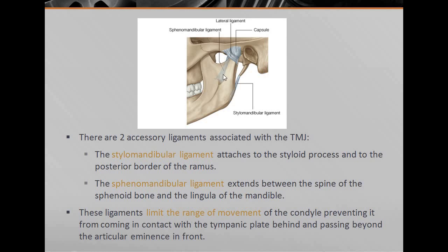Next is the spinomandibular ligament. It extends from the spine of the sphenoid to the lingula of the mandible. So here you get the spine of the sphenoid on one end, and the other end is attached to the lingula of the mandible. These ligaments limit the range of movement of the condyle, preventing it from coming in contact with the tympanic plate behind and crossing behind the articular eminence in front.